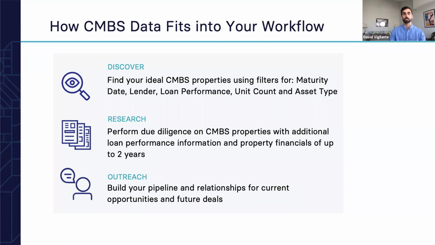So on the Discover side, we've incorporated a lot of the CMBS information in with the existing filters that our users know and love, things such as maturity dates, lender, unit count, or different asset types. Additionally, we have two new filters, one around loan performance: is this property on the watch list currently, or historically was it on the watch list as well? And then, is it a property that has a current CMBS mortgage or a historical CMBS mortgage, for identifying those particular properties.